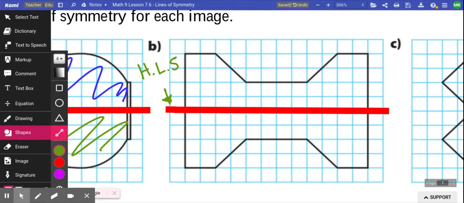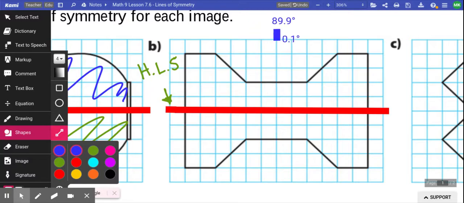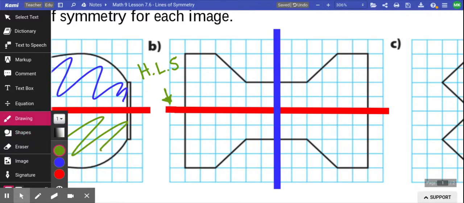There is another one. So if we took this graph and we were to cut it in half this way, it's creating two identical sides. Right? The left side is identical to the right side. That means this is a vertical line of symmetry. Perfect. And there are no other lines of symmetry on this thing.